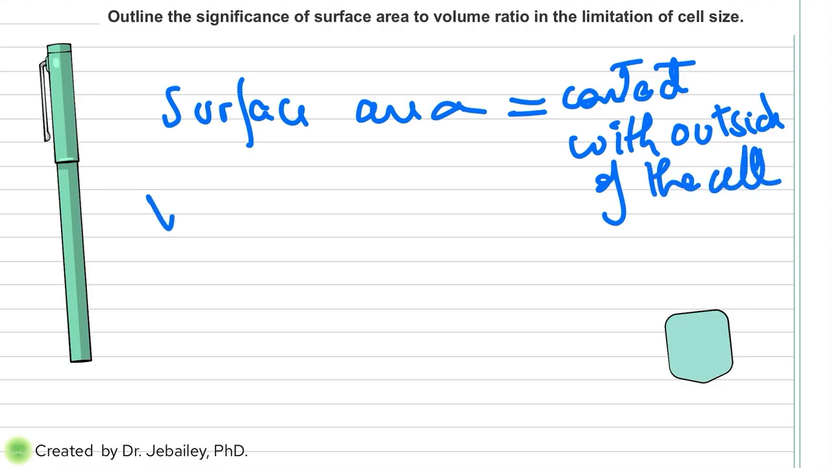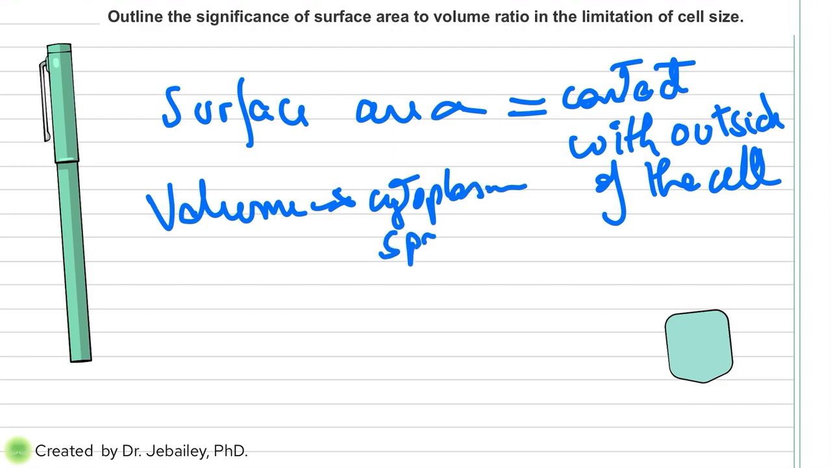And volume has to do with the cytoplasm. That means the space inside the cell. So again, surface area is how I am in contact with the outside of my cell. Volume is how much space I have inside of the cell. So these two are very important to know the cell size. And we're going to explain this.